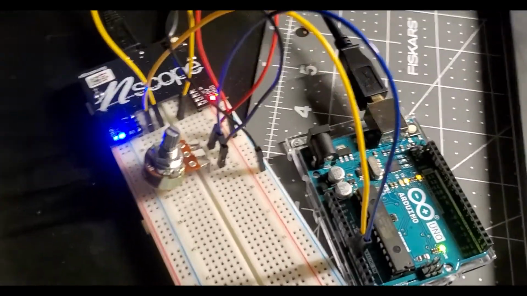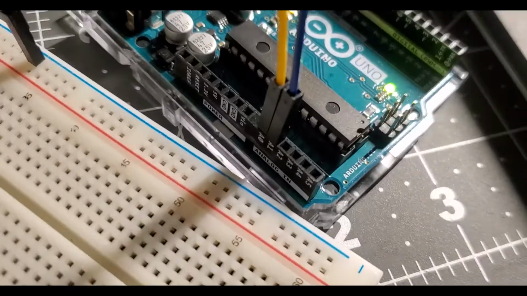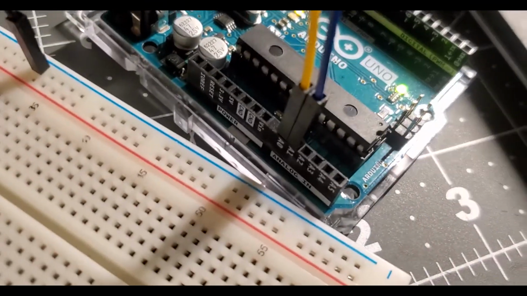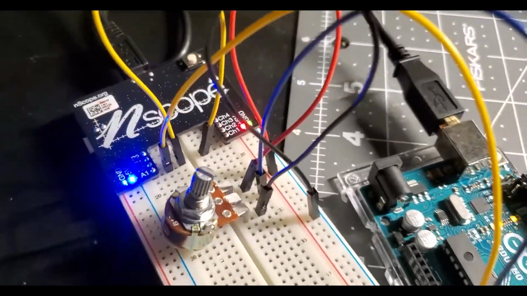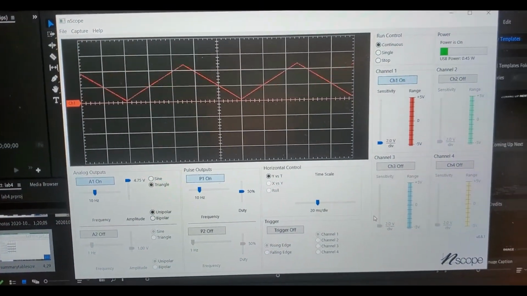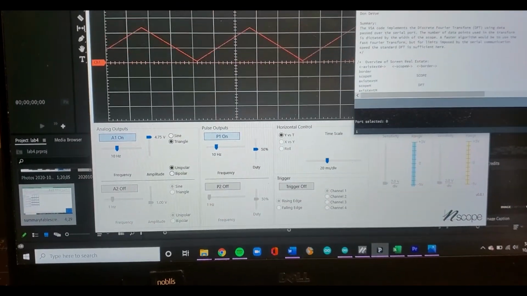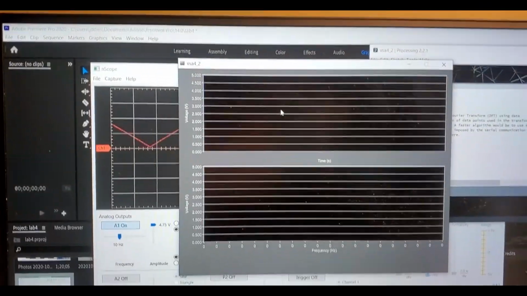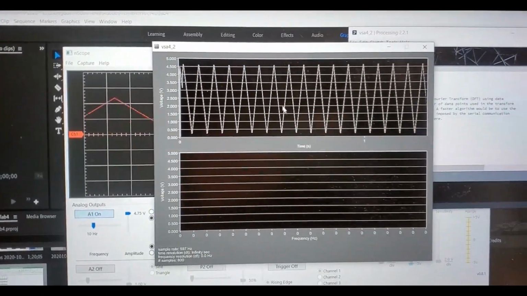So here's my circuit. We have the potentiometer wired up to analog port 1, then we have the N-scope wired up to analog port 0 and channel 1 on the N-scope. And then if we go through, I am currently generating a triangle wave. And if we take a look at the processing window, we get another triangle wave.